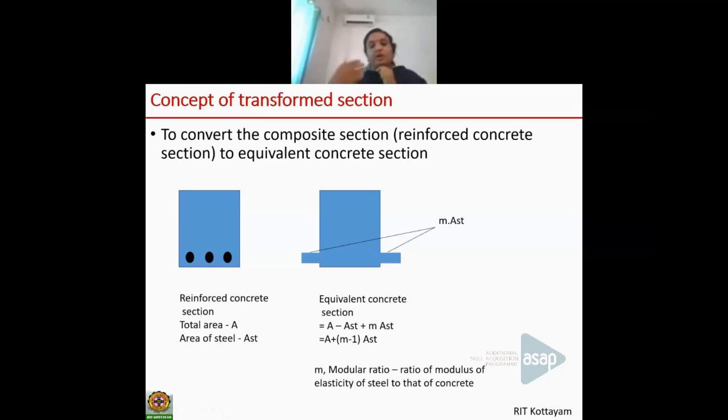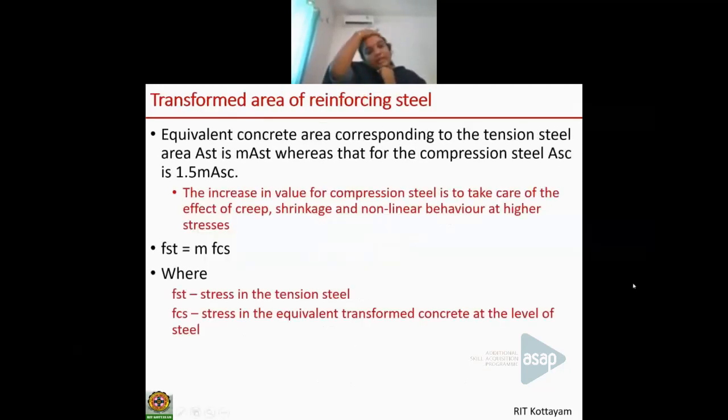If you want more theoretical aspects of this, you can always refer to the basics of working stress method of design. It is dealt with in detail in the textbook by Unnikrishna Pillai and Devdas Menon. So in the normal case, the equivalent area corresponding to the tension steel area Ast is m into Ast, whereas for the compression steel, we take it as 1.5 m into Asc.